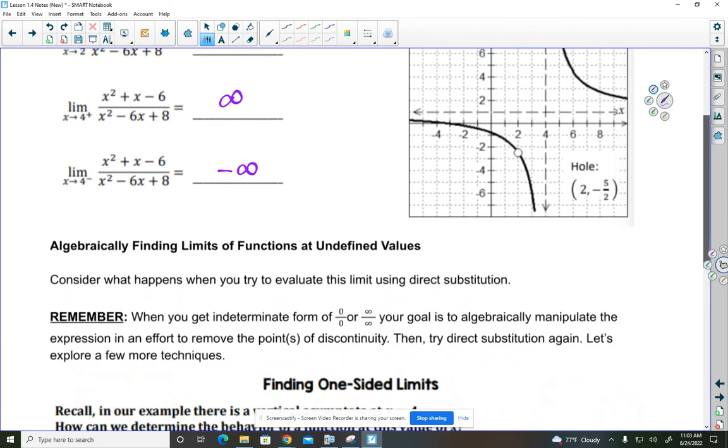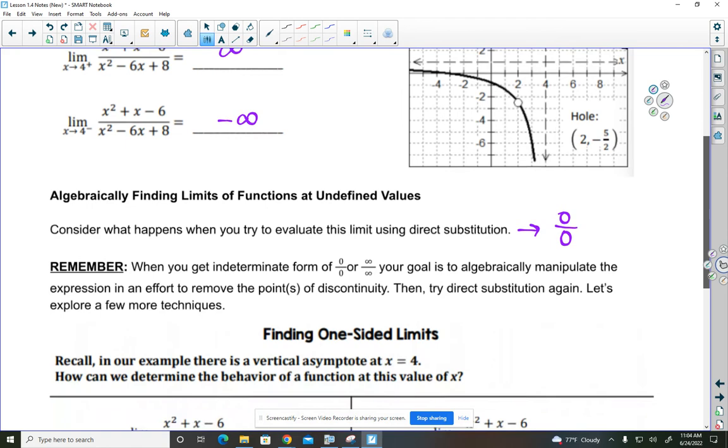Right, we already discussed that. If you consider what happens when you try to evaluate the limit using direct substitution with any of these, it leads to 0 over 0. It leads to indeterminate form. So remember, if you get indeterminate form, your goal is to algebraically manipulate the expression in an effort to remove those points, or there's more than one, of discontinuity. Then try direct substitution.